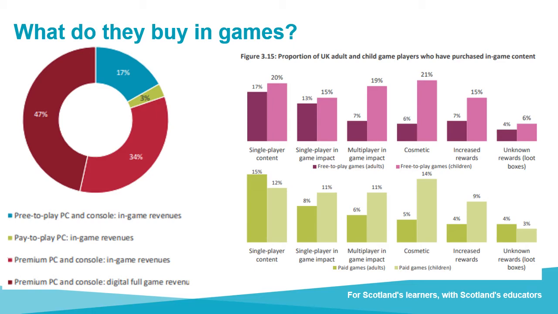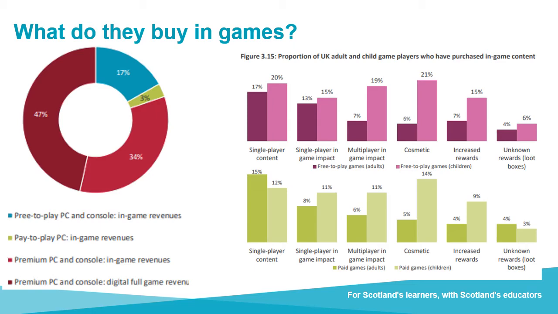So you've got the free to play, so games that are free, but then you have to spend money within them. That might be games like Candy Crush that are free to download, but you have to pay money to access extra features, and that's 17%. Then pay to play games, so games where you've got to pay a monthly subscription to play. Let's say the game costs £10 a month to play, but then you have to buy further things within the game. But you can see that's only 3%.